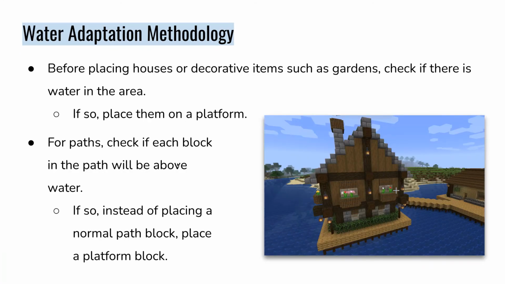We also adapted our settlements to water, so they will look good and be functional even when there is water in the area. The way we did this is simple. Before placing houses or decorative items such as gardens, we check if there is water in the area. If so, we will place them on top of a platform as shown in the image. Similarly, for paths, we check if each block in the path will be above water. If so, instead of placing a normal path block, we will place a platform block instead.